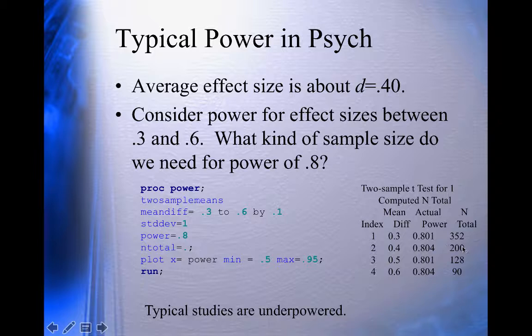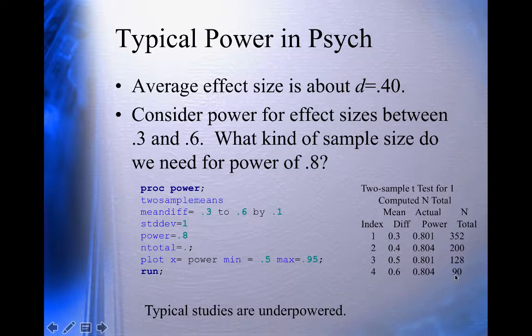Now this is the typical effect size in psychology. So if you're doing a t-test, you probably want to have 100 people in each group. If it's 0.5, now you need 128. If it's 0.6, now you need 90, so that's 45 in each group. Now for a 0.8, people are doing about 50 people per group or 25 people per group.